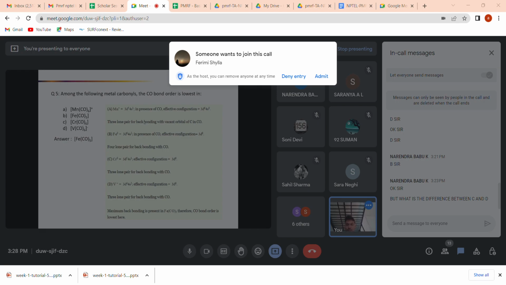And if you see the second option, iron, instead of 3 that will be 4, because it has 8 valence electrons. And chromium, you can consider it as a 3d6, so that's 3. And vanadium, the oxidation state is V minus, so that's also 3. So therefore iron has the most number of electrons, so it will do a very good back bonding, and therefore the CO bond order will be the lowest in the iron case. I think it's clear to everyone.